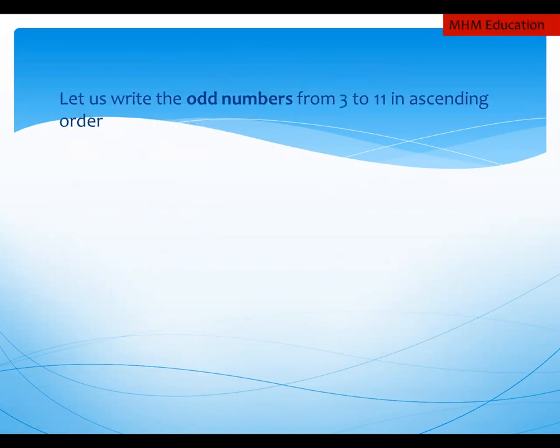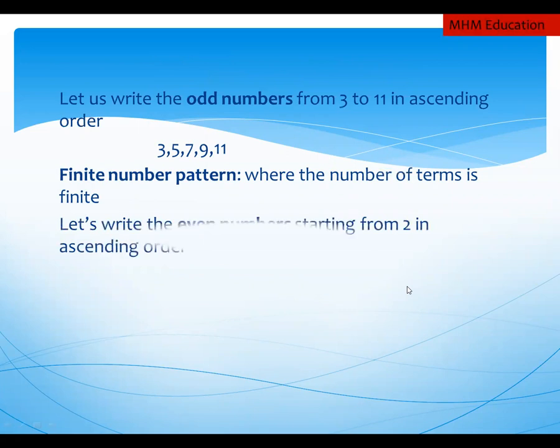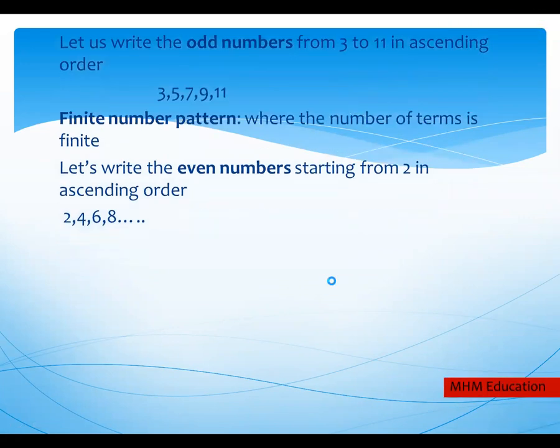Similarly, let us write the odd numbers from 3 to 11 in ascending order: 3, 5, 7, 9, 11. This is a finite number pattern, where the number of terms is finite. Let's try the even numbers starting from 2 in ascending order: 2, 4, 6, 8, and so on. These are the different number patterns.